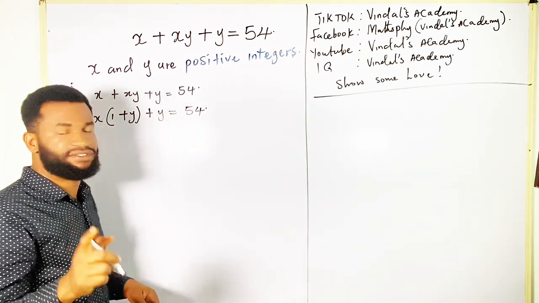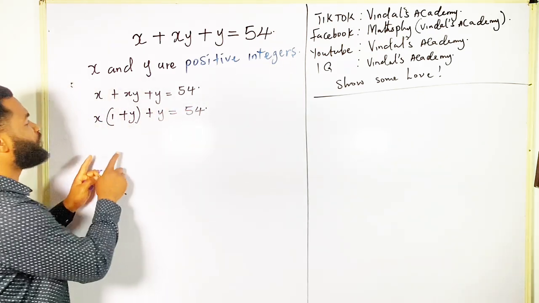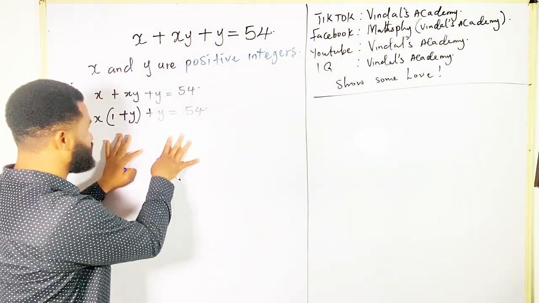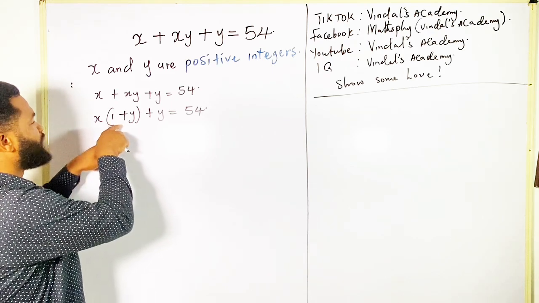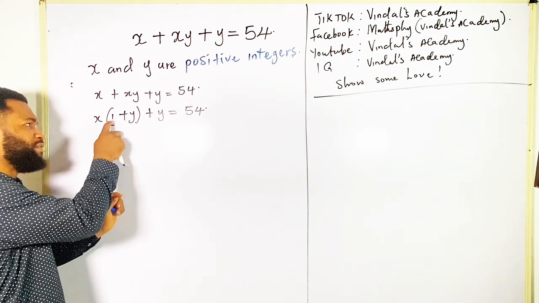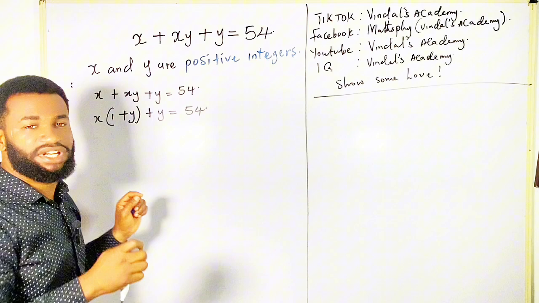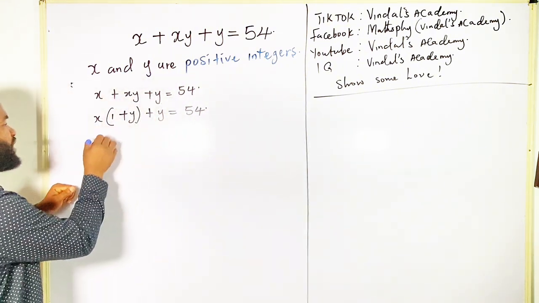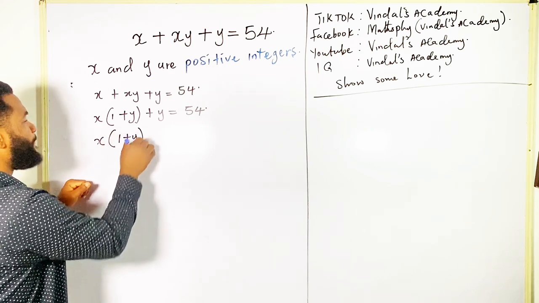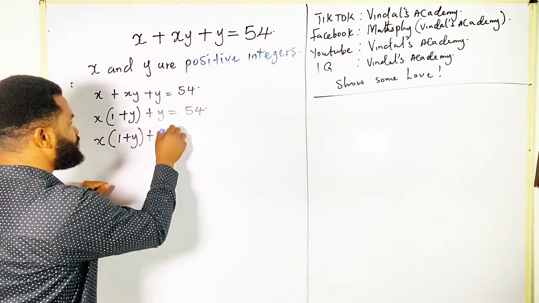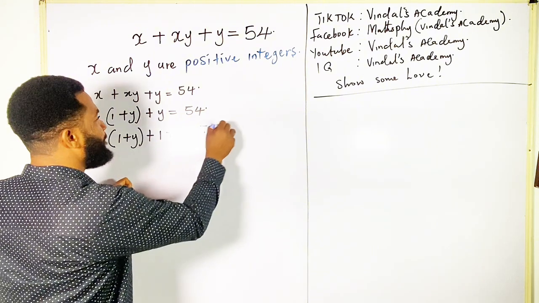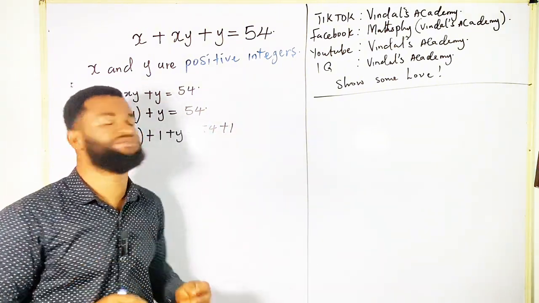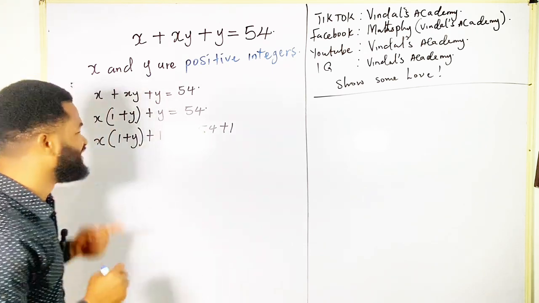I have factorized. But if you look at this, you know that this cannot work, because for me to do this kind of factorization, I have to have another bracket where I should have 1 plus y. In order to achieve that, I'm going to add 1 to both sides. So I'm going to have x bracket 1 plus y, plus 1 plus y, is equal to 54 plus 1. So I added 1 to both sides, so I didn't cheat any side of the equation.